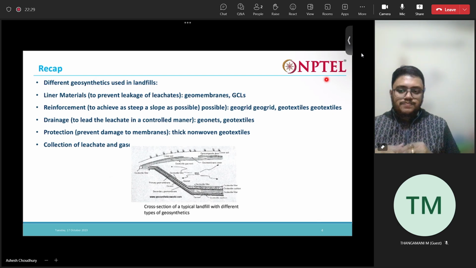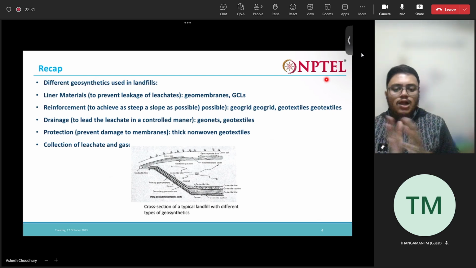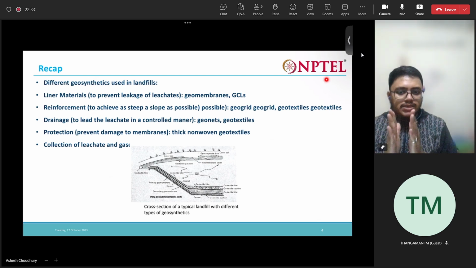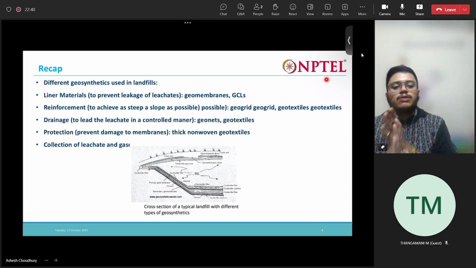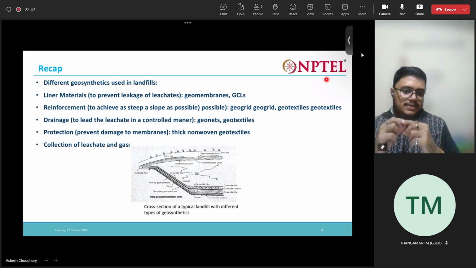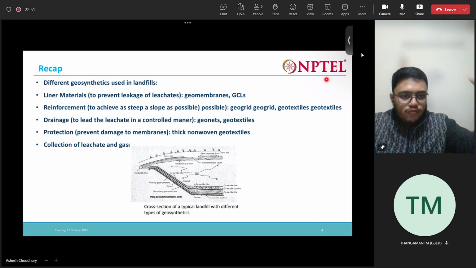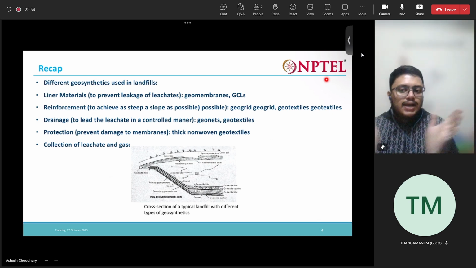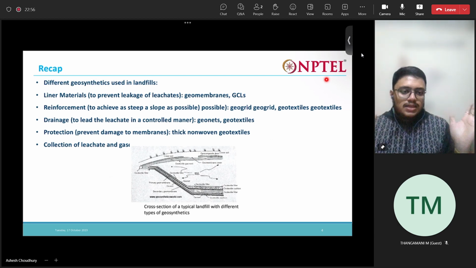In GCLs, we have a clay layer in the middle, and this clay layer is sandwiched between two geotextile layers that form the geosynthetic clay liner. Then we have reinforcement. Geogrids and geotextiles are used to reinforce the slopes of the landfill, so that the factor of safety of those slopes increases.